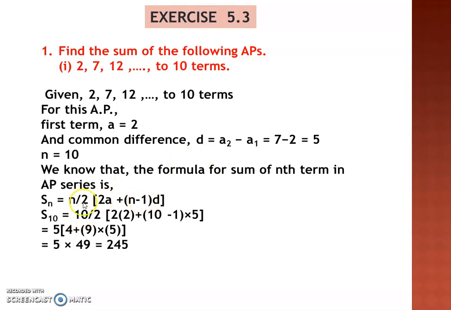So in the given formula, Sn is equal to n by 2 into (2a plus (n minus 1)d), you will just substitute the given values, that is n is 10, a is 2 and d is 5. So substitute all of those, and when you simplify you will get the answer as 245.